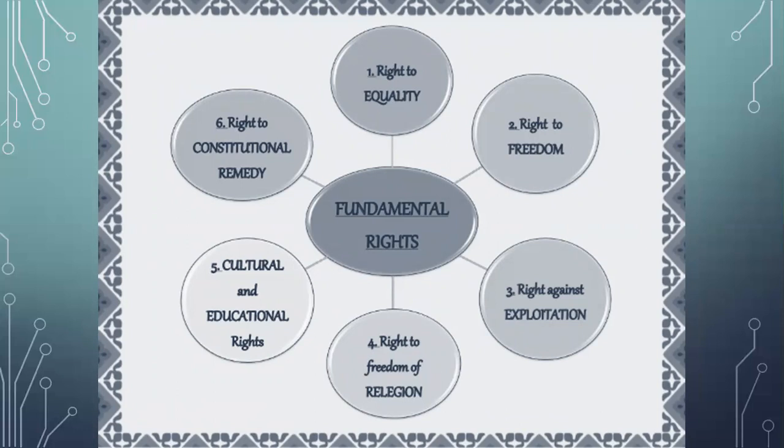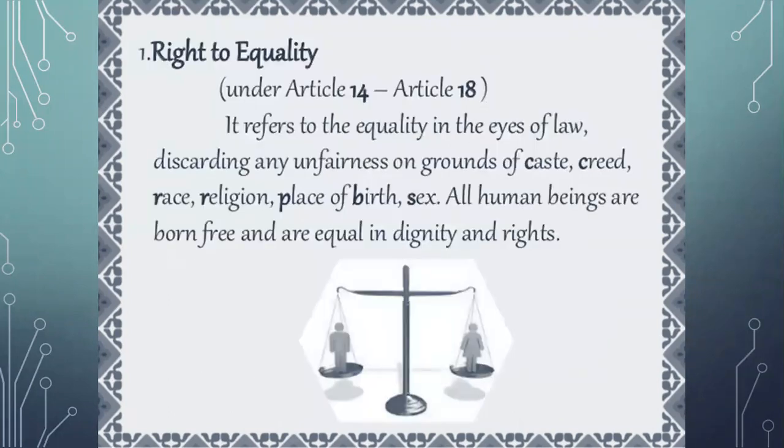You can see the fundamental rights mentioned in the chart. Very first is right to equality, second is right to freedom, third is right against exploitation, fourth is right to freedom of religion, fifth is cultural and educational rights, and sixth is right to constitutional remedies. These are all the fundamental rights. One by one we will study them in detail.